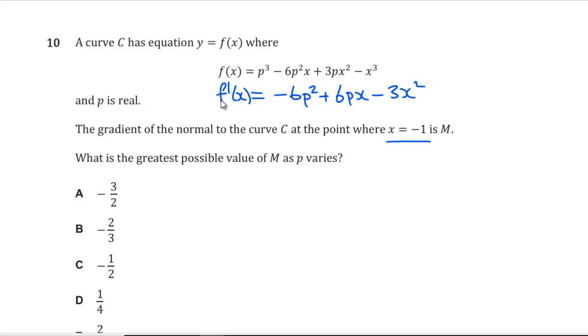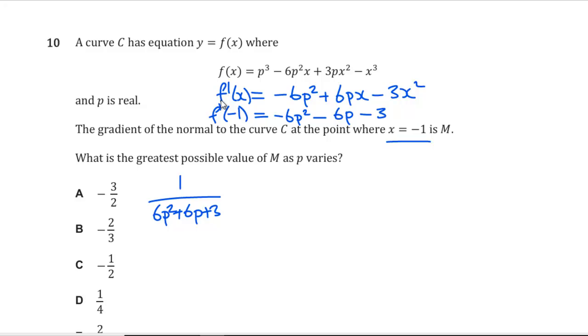And we're dealing with x being minus 1, so f dash of minus 1. That's going to be, well, still minus 6p squared, minus 6p, and minus 3. So that's giving me the gradient of the tangent. So I want to do minus 1 over that. So that's going to make everything pluses, which certainly helps. So 1 over 6p squared plus 6p plus 3.